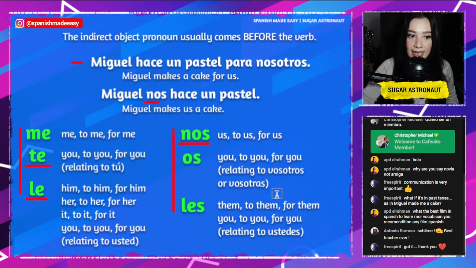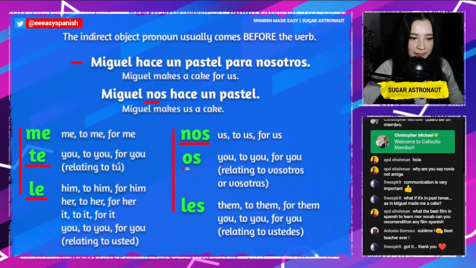You're essentially saying that. So nos means us as well, to us, for us. It's an indirect object pronoun, and it can also be a direct object pronoun. The direct object pronouns and the indirect object pronouns are quite similar. The difference is the direct object and the indirect object in different sentences. But essentially, you're saying Miguel nos hace un pastel. Miguel makes us a cake. Miguel hace un pastel para nosotros. Miguel makes a cake for us. Same thing, different way to say it. Okay, now let's do the next one.